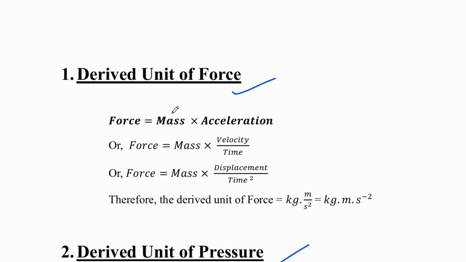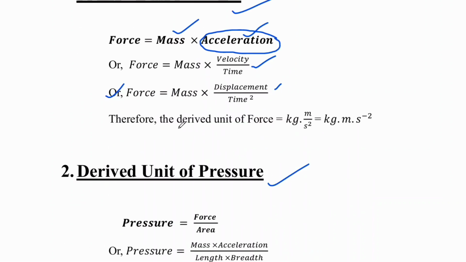Force can be defined as mass into acceleration. We know that mass is a fundamental physical quantity, but acceleration is not. So we have to write acceleration in the form of fundamental physical quantities. So acceleration can be written as velocity by time, and further velocity can be written as displacement by time. So ultimately we are getting force equals to mass into displacement by time square.